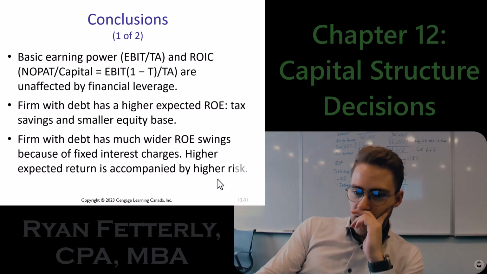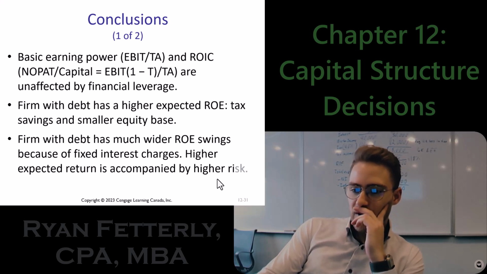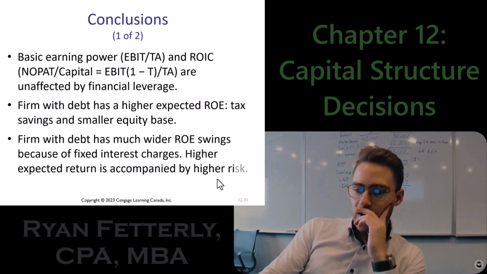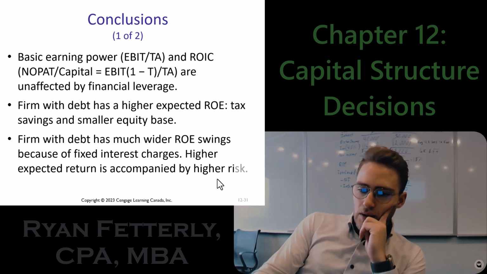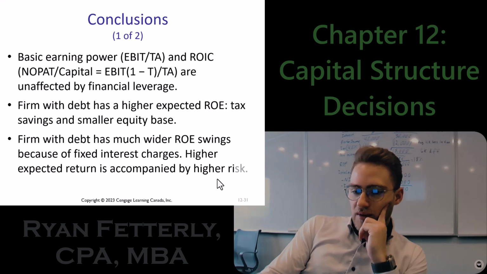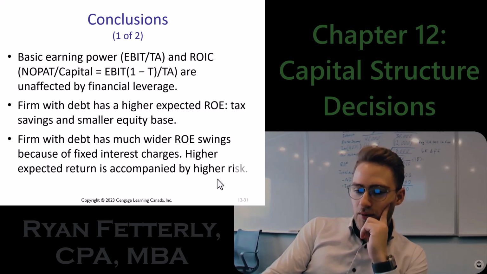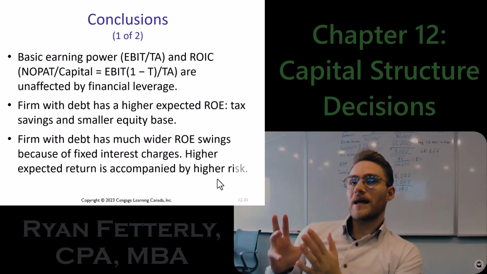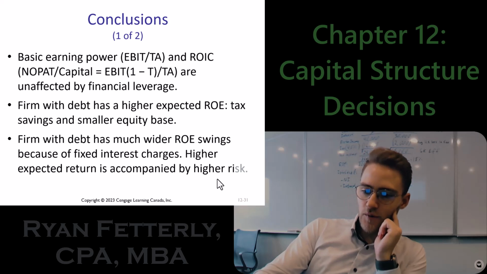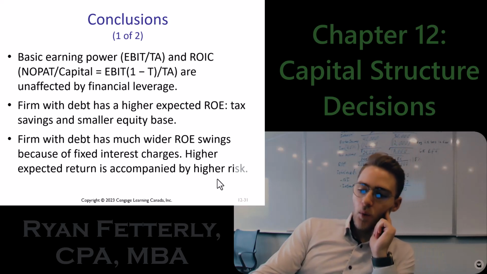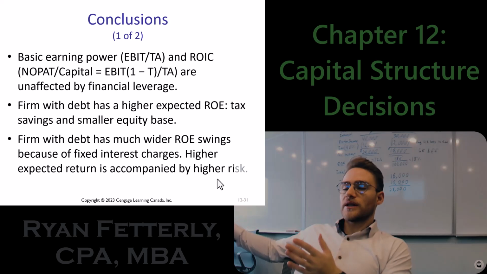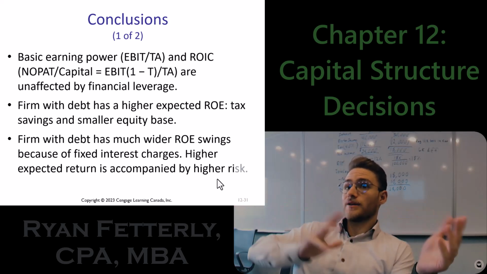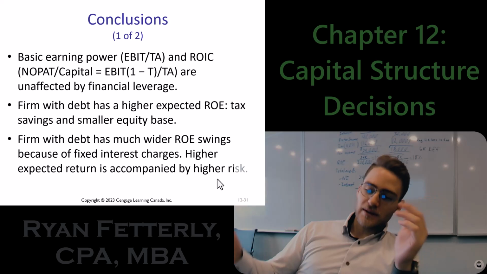So, conclusions. Basic earning power, EBITDA divided by total assets, and return on invested capital are unaffected by financial leverage. Firms with debt have a higher expected return on equity because of the tax savings and a smaller equity base as well, because they're financing with debt and therefore have less equity. And firms with debt have much wider return on equity swings. So in good years they have really phenomenal returns, and in bad years they have really bad returns. High risk, high reward.